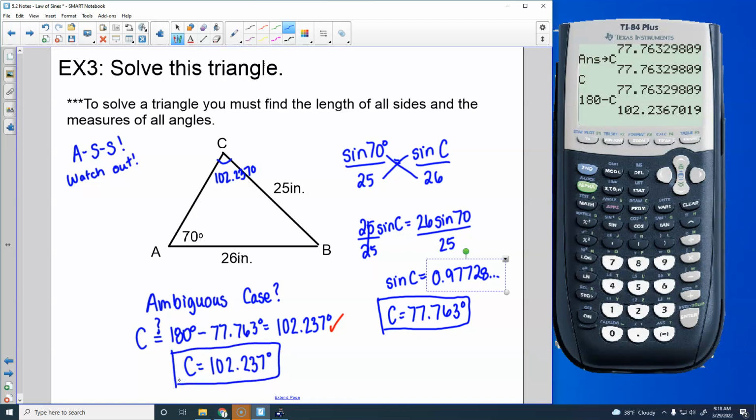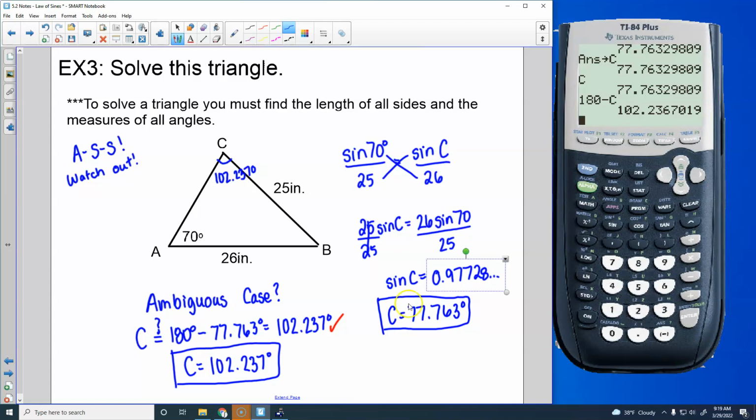So this is like the worst possible type of problem because they asked you to solve the entire triangle. So you've got to find all the sides and all the angles, but there's two possibilities for C. So what you'll do whenever this happens is you pretend that C equals 77.763, and you solve all of those possibilities. Then you have to go over here and pretend that you know that C is 102, and then resolve it over here.